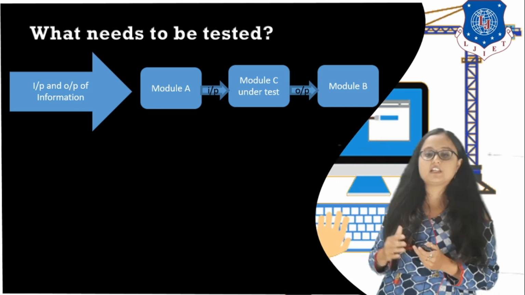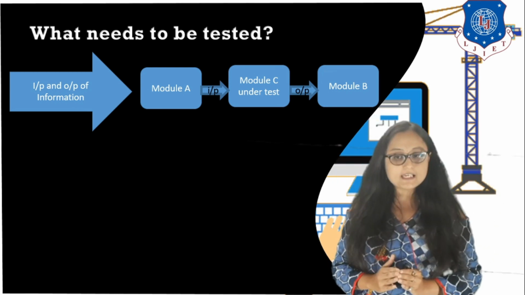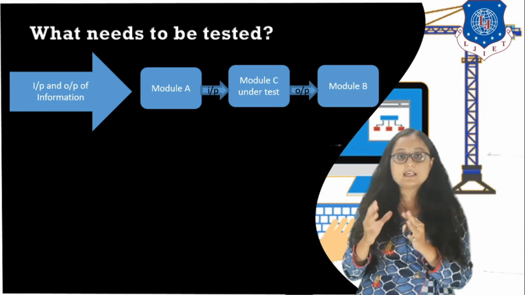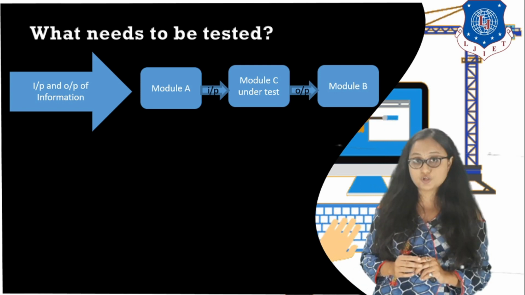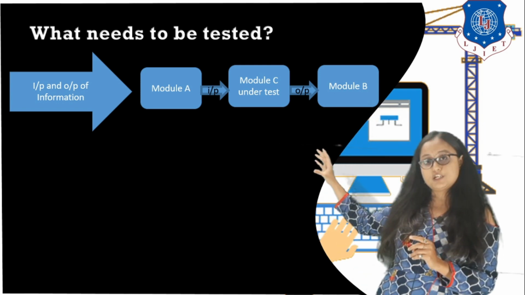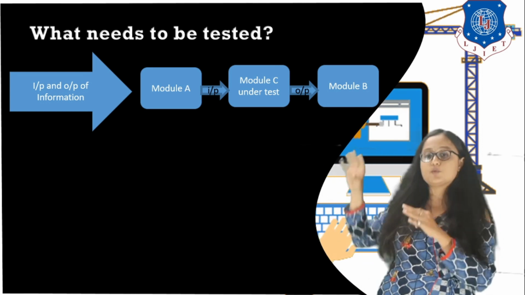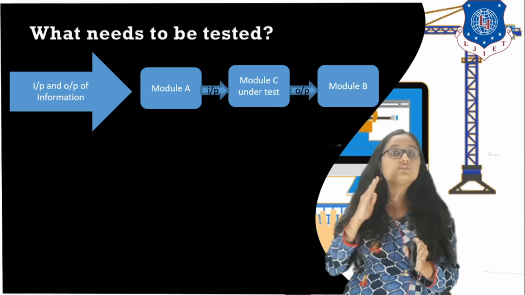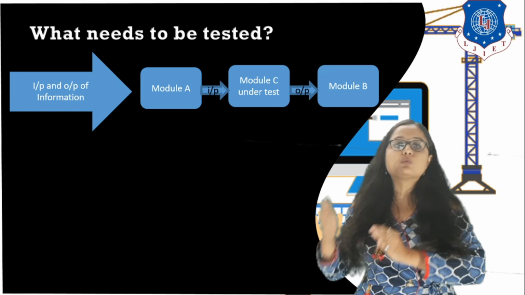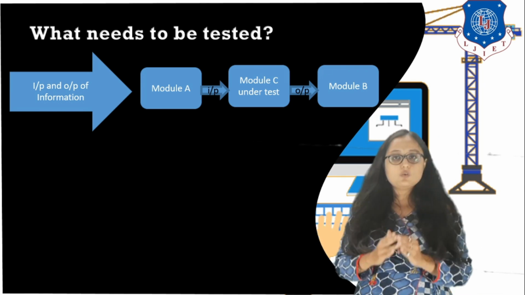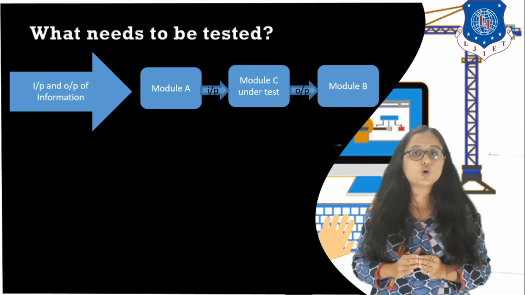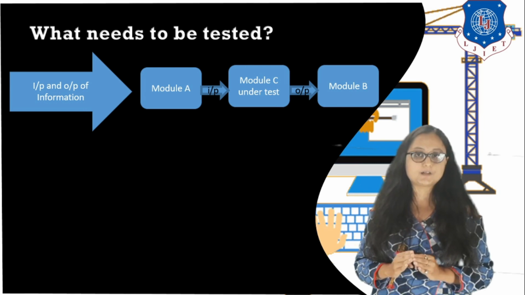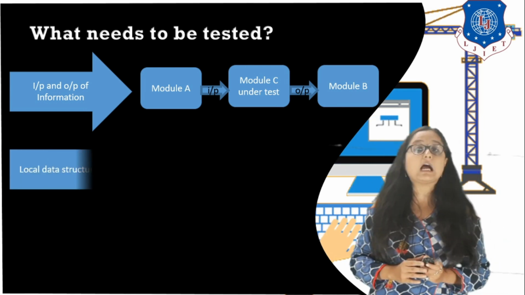Here you can see I have taken one example in which you have module C. This module C is under test, and you can see in the figure that module C is dependent on two other modules. Module A is giving some sort of data to module C, some process is occurring, and module C is giving data as an output to module B. So there is some sort of interdependency between the modules, so input and output of information occurs. Whenever you as a developer are checking module C, you know that this input and output of information should be consistent. So in unit testing you will check the information input and output.